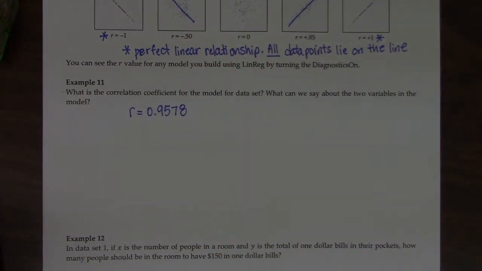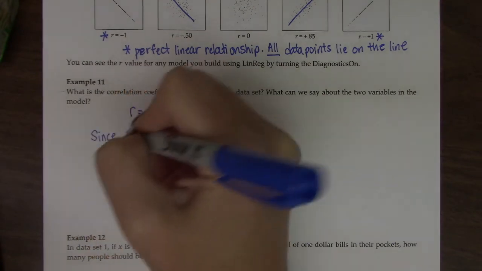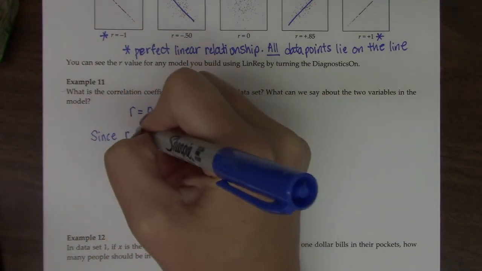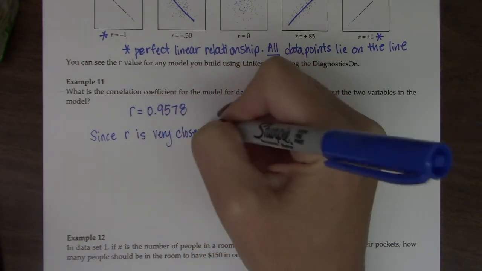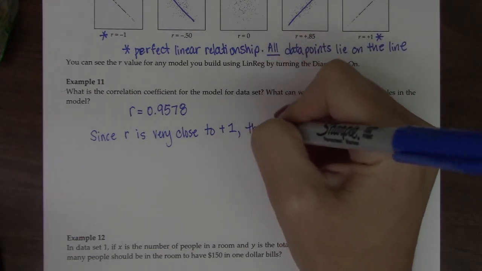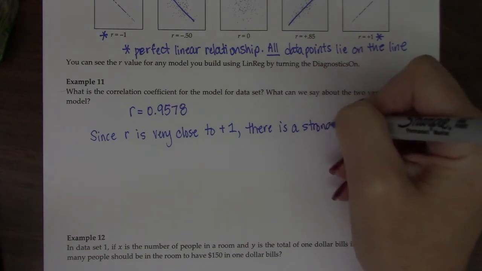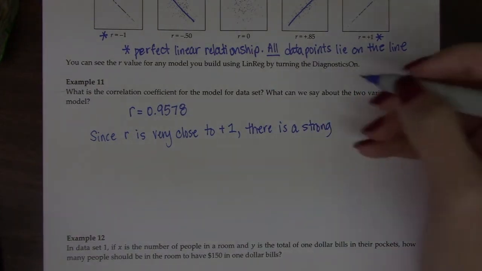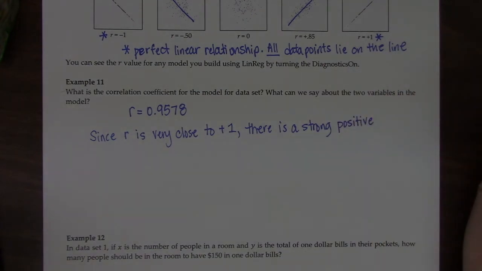So this is a positive value. R is very close to 1. So I would conclude that since R is very close to +1, there is a strong... the word strong or weak comes from the value of the number. Positive matches the sign of the number.